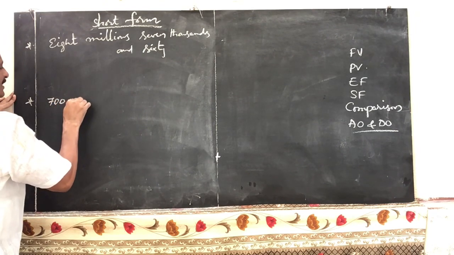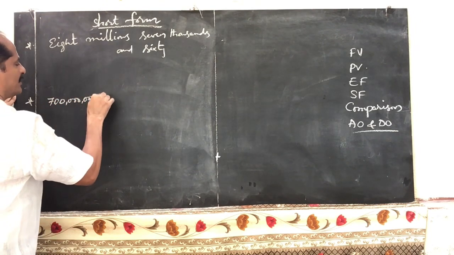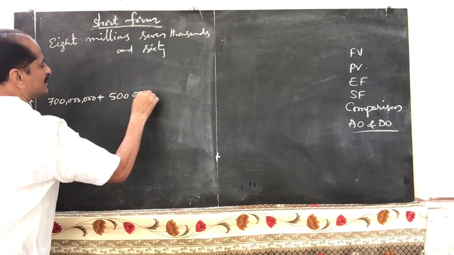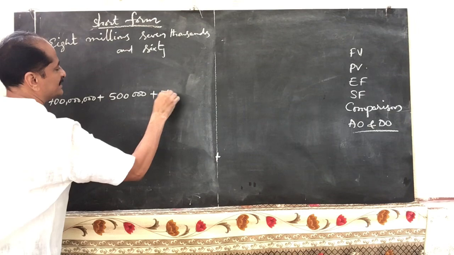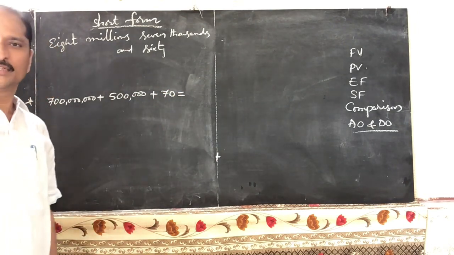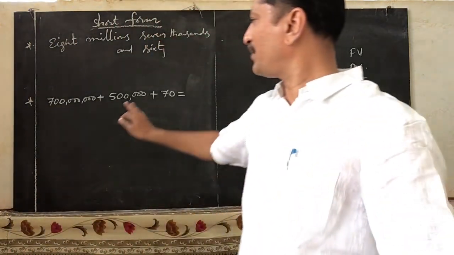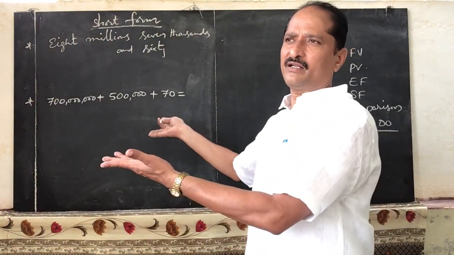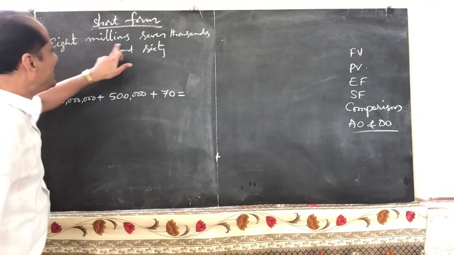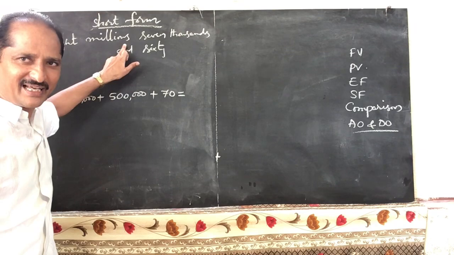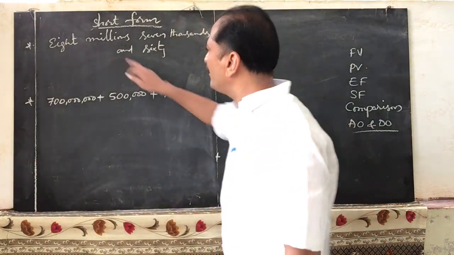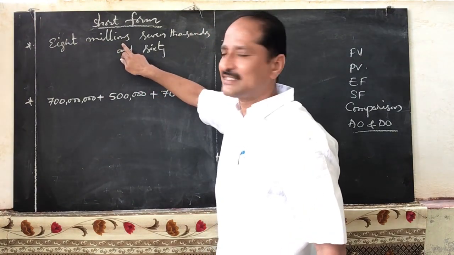700 millions plus 500 thousands plus 70, as given like this. You have to write the short form. This is also nothing but reading the number name and writing the numeral. If you write the numeral, you will get the short form. Whenever you see millions, we can say this is the international system of numeration.